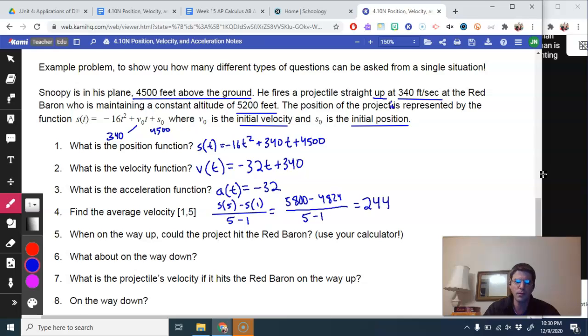One thing to watch out for, remember, it's average velocity, so it's the position that you use there, okay? If it's average acceleration, then it's velocity that you use.